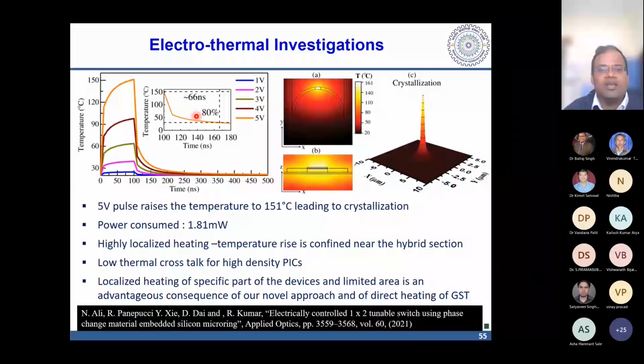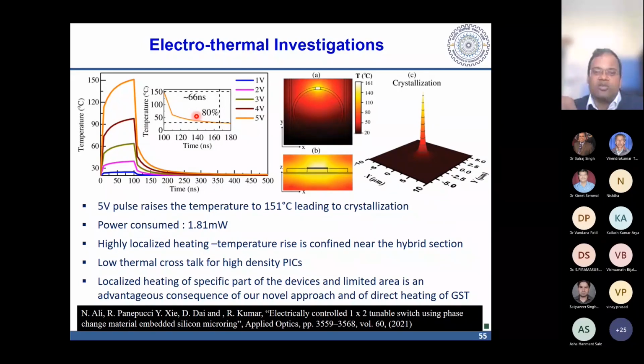If you want to do the phase change, again you have to apply the heat by means of electrical or optical methods, and you can do the same thing as I have been describing in the previous slides. One important observation we found here is that if the active material GST is embedded into the silicon, the heat is very much confined to a very small portion, and that also happens for the reverse phase change.